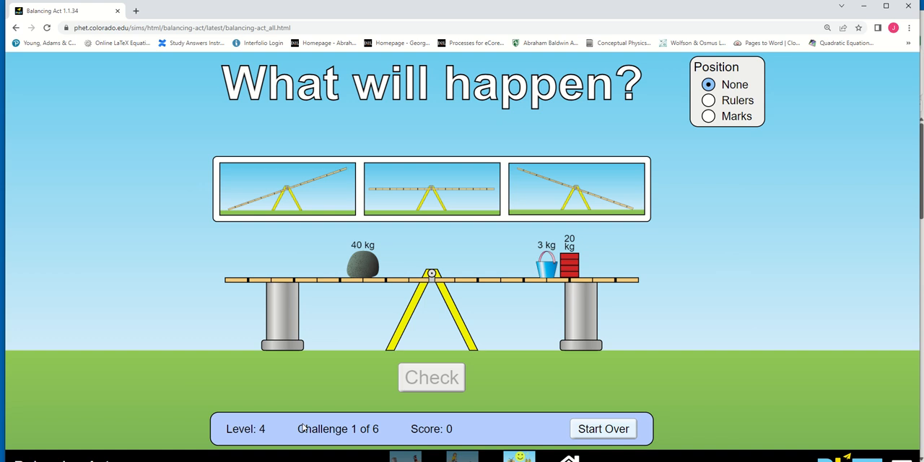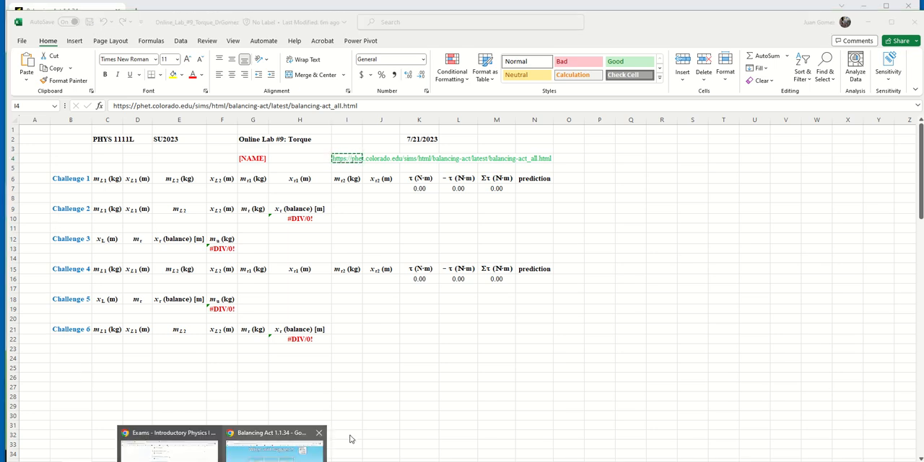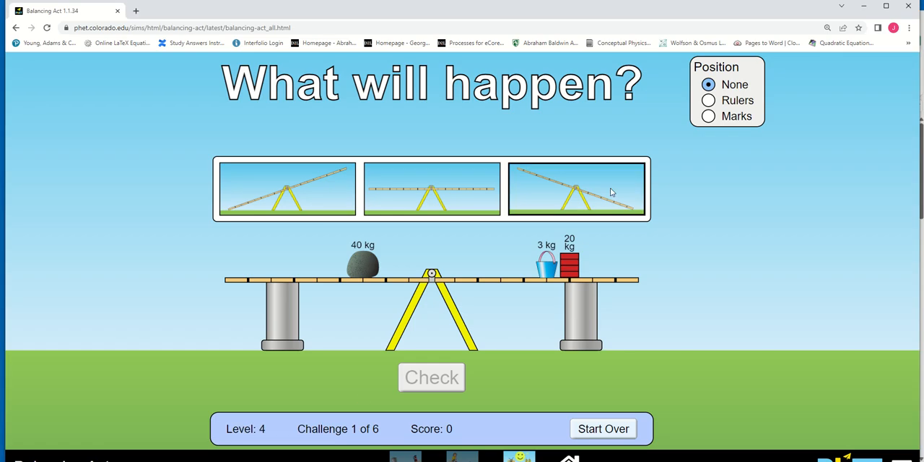And what it is, see down here we have challenge 1 of 6. You're doing those six challenges, 1, 2, 3, 4, 5, 6. So in column B, see challenge 1, 2, 3, 4, 5, 6. Nothing complicated. Okay, so what is challenge 1? Well, you want to predict what will happen.